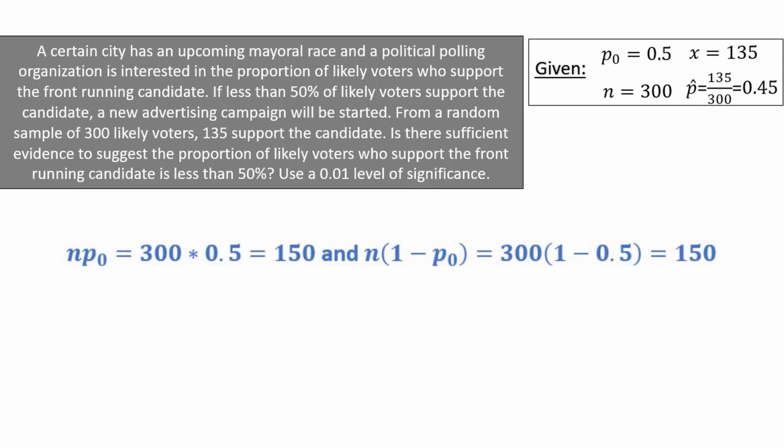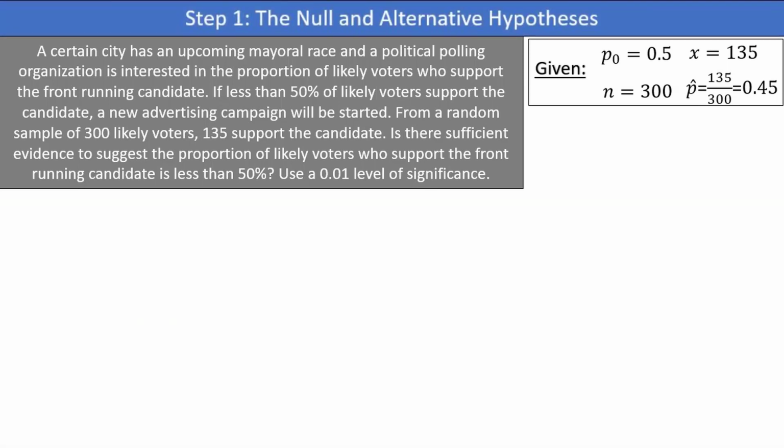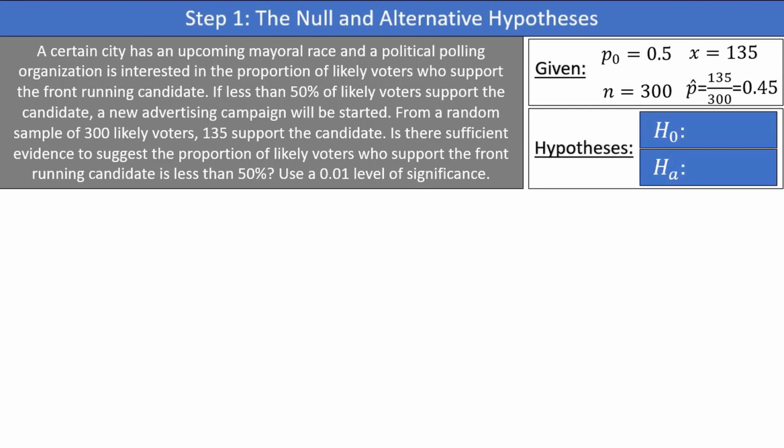Let's move on to the 3 steps of the hypothesis testing procedure. Step 1. The null and alternative hypotheses. Every hypothesis test will have a null and alternative hypothesis, denoted by h sub 0 and h sub a.